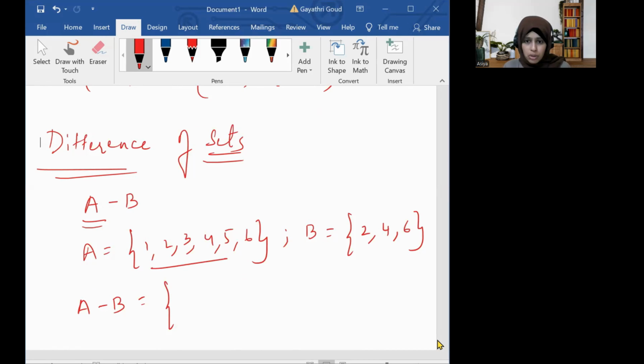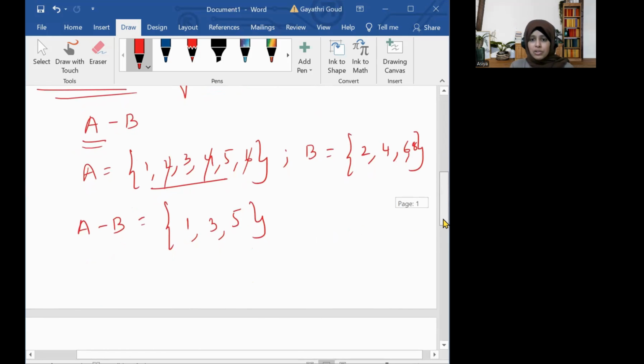B contains 2, so 2 will be removed from this. It contains 4. If I have 4 in A, it would be removed. It contains 6, 6 would be removed. Suppose I have another element 8 here. 8 does not exist in set A. So we will just leave it like that. So now what is the remaining set that is left off? 1, 3, and 5 would be my A minus B. I hope that is clear.